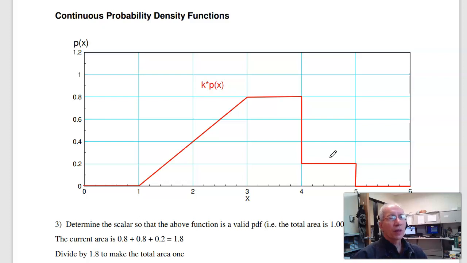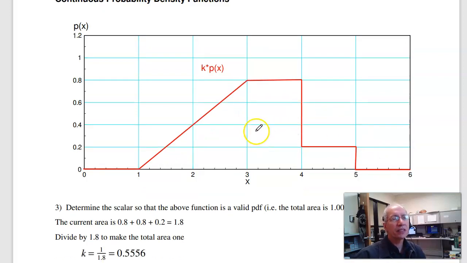Problem 3. Laplace transforms also work for probability density functions. In stats, these are called moment-generating functions. They're also just Laplace transforms. It depends upon your major, they have a different name. It's the same thing. So if this is my PDF, this is not a valid PDF because the area is not 1. To make the area 1, I have to multiply by a scalar.